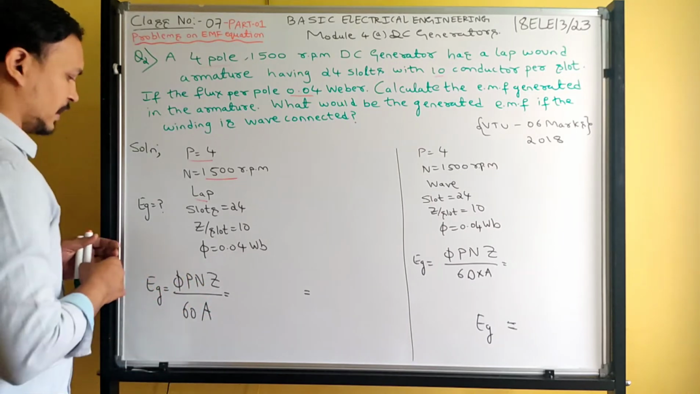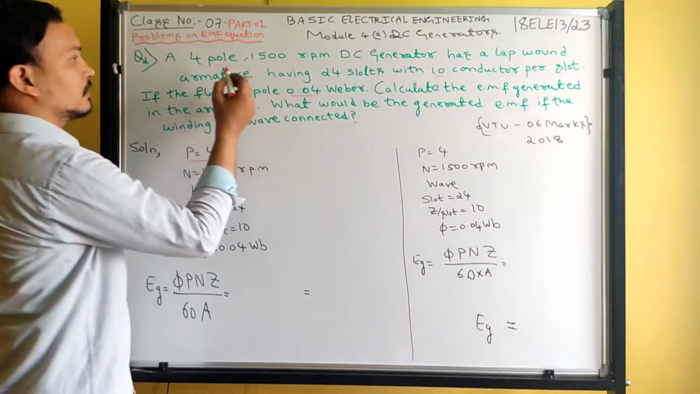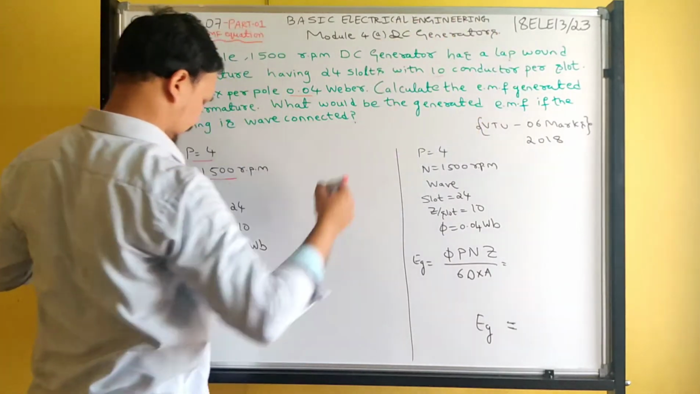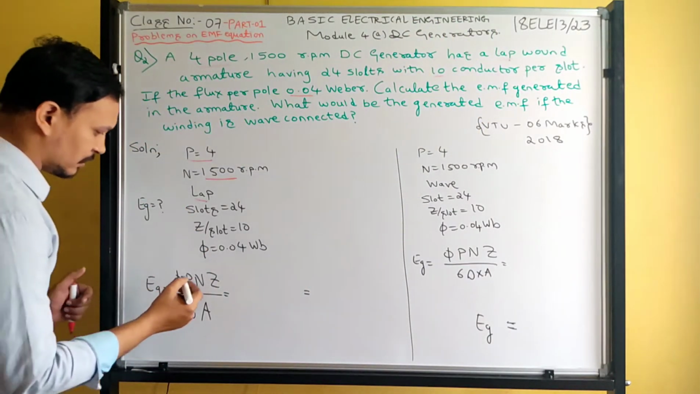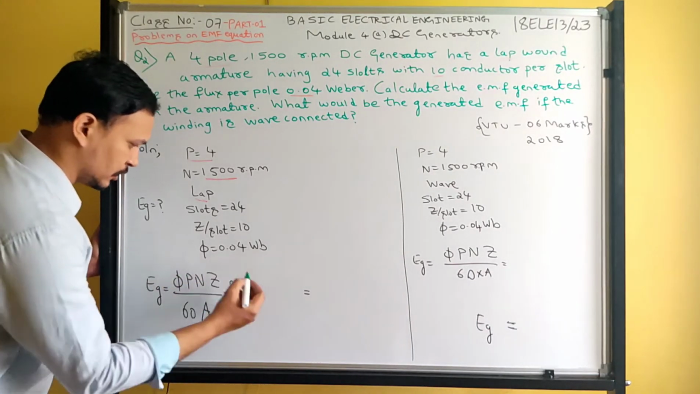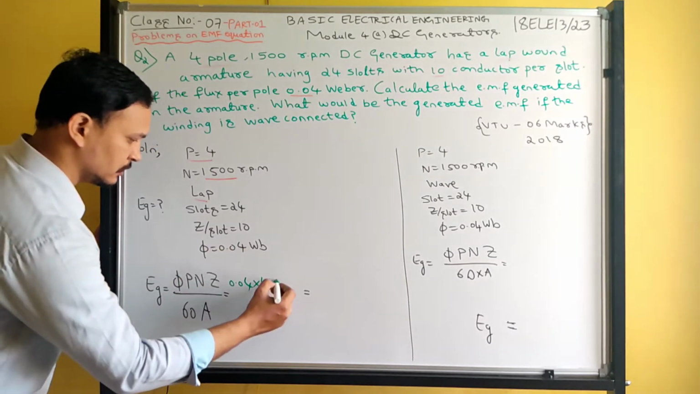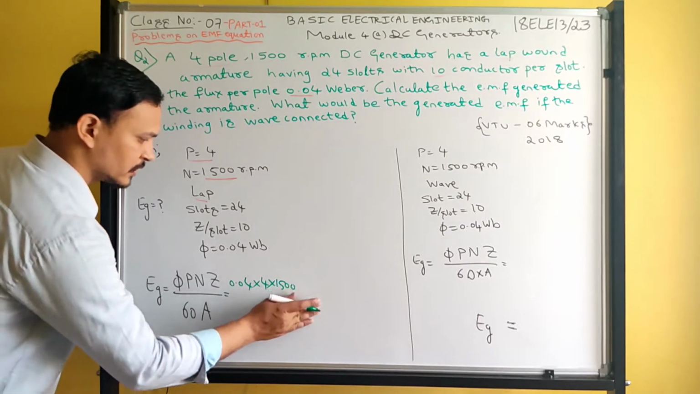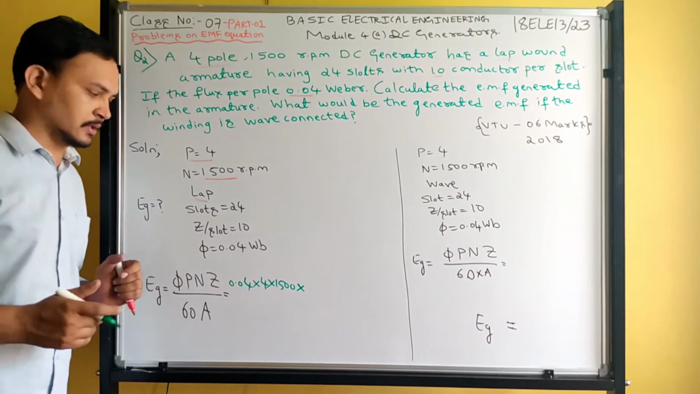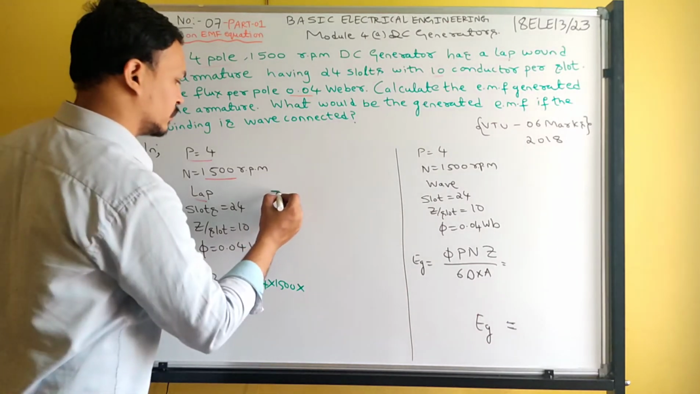Direct question. Let's first do the EMF generated when the machine is lap connected. So enter the data. What is the value of flux? The formula is Eg = phi P N Z by 60A. Flux is 0.04, into how many poles? 4 poles. And what is the speed of the machine? 1500. Multiply by, now I need the total number of conductors. But the total number of conductors is not given in the problem. You have to find it.